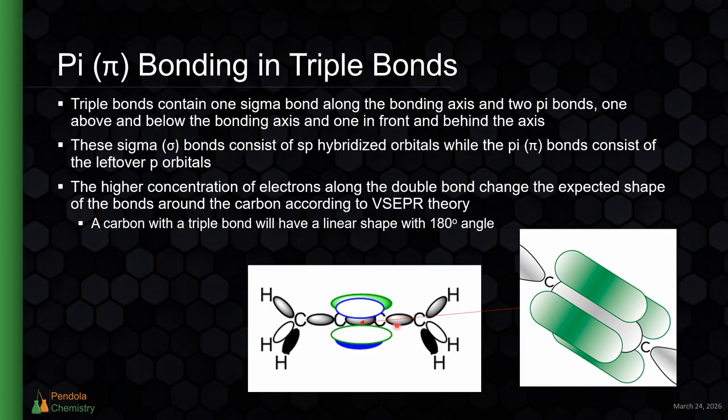So this is a better look at it from kind of like the side. You have that gray sigma bond in the middle connecting the 2 carbons. And then you have 1 pi bond above and below.